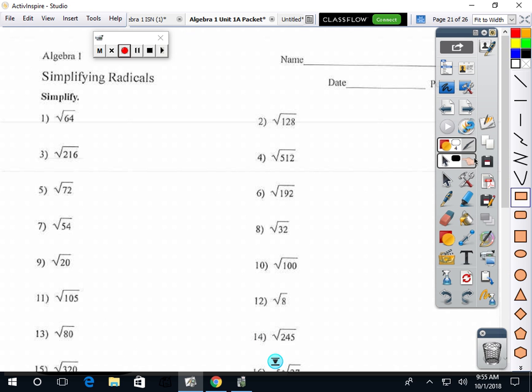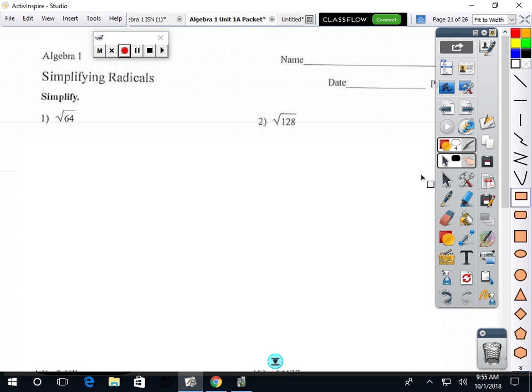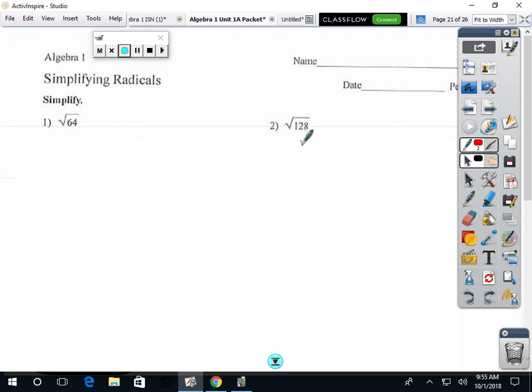Okay, number 1 is a pretty easy one because everybody knows the square root of 64 is 8. But let me just show you why it's just an 8 and there's no longer a radical symbol. You don't have to write this down. I just want you to watch. Okay, everybody watching? Say that I don't know that the square root of 64 is 8, okay?